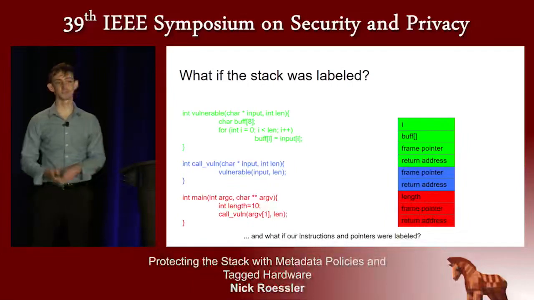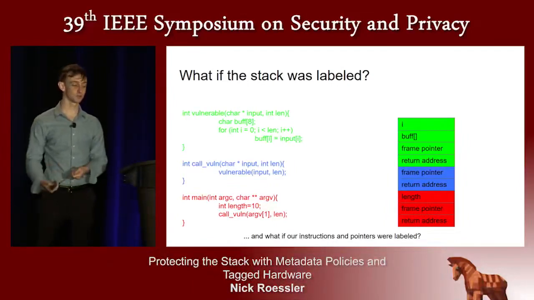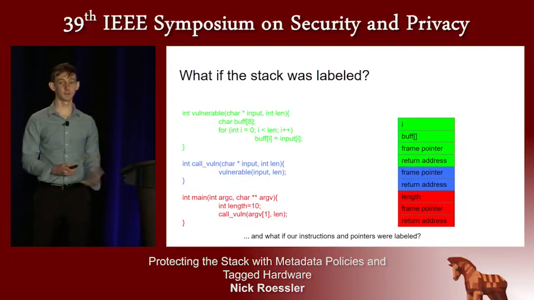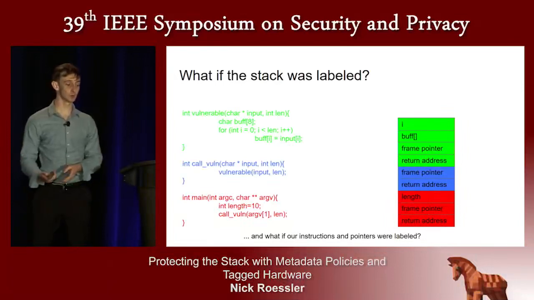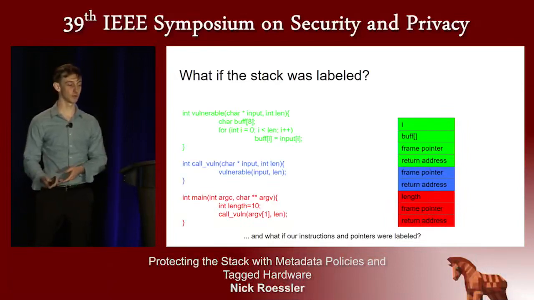So perhaps we could say things like, this instruction stores a blue return address, this memory word now contains a blue return address, and this instruction should load specifically a blue return address. Or this pointer is a pointer to a green array called buff.